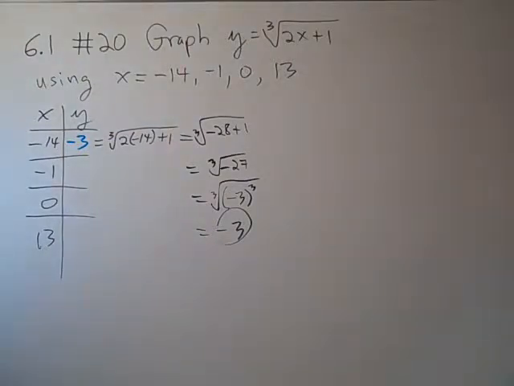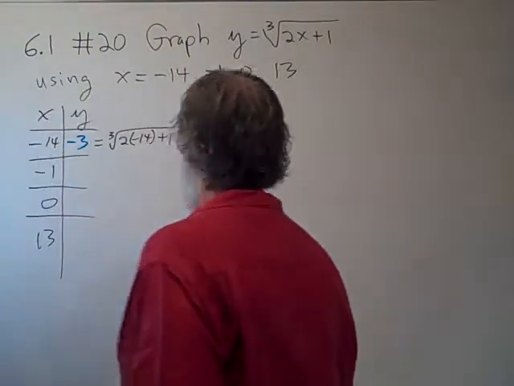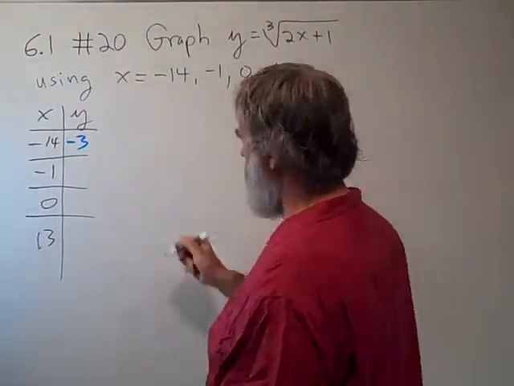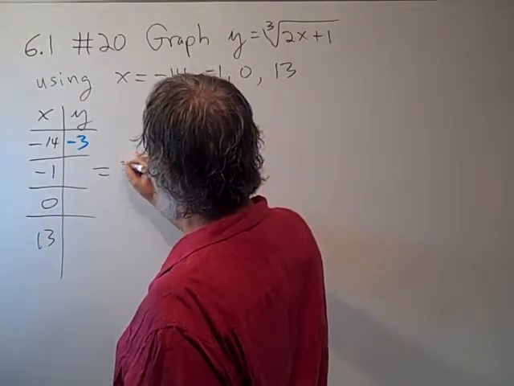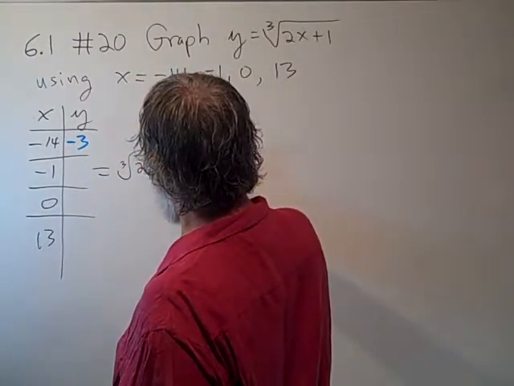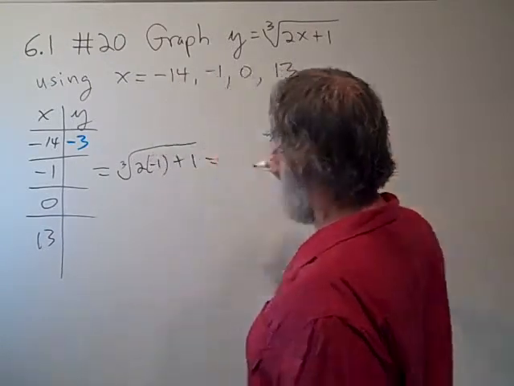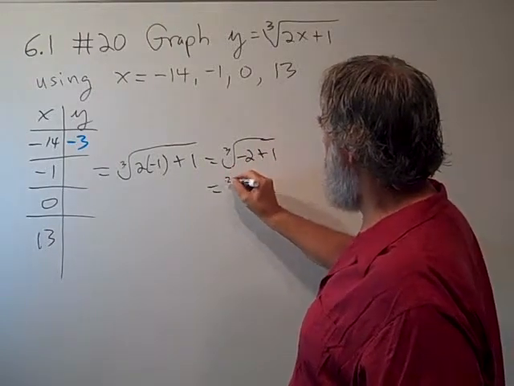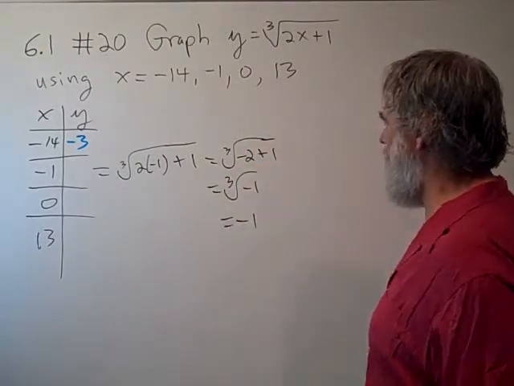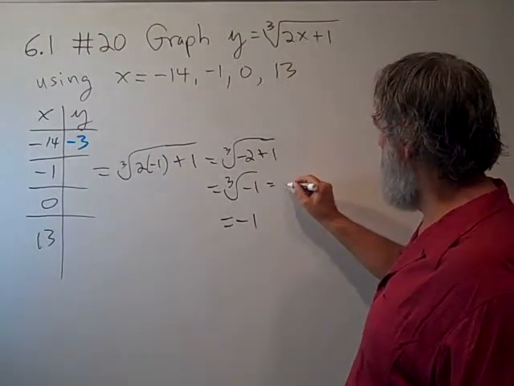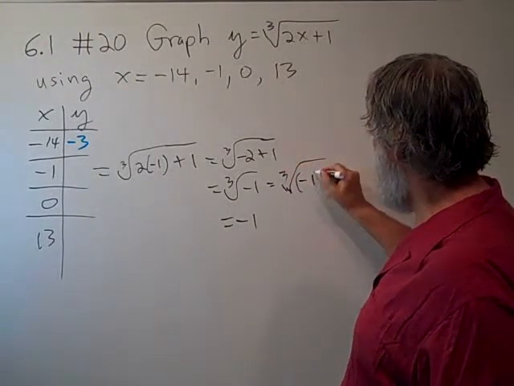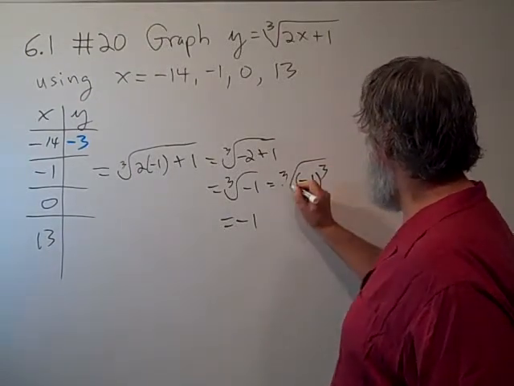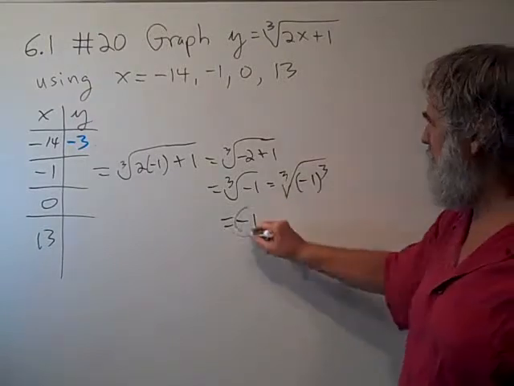Okay, now when x equals negative 1, let's see what happens. Then y is going to be the cube root of 2 times negative 1 plus 1. That's the cube root of negative 2 plus 1, which is the cube root of negative 1, which equals negative 1, because negative 1 to the third power is negative 1, since negative 1 times negative 1 times negative 1 equals negative 1. So this ends up just equaling negative 1.